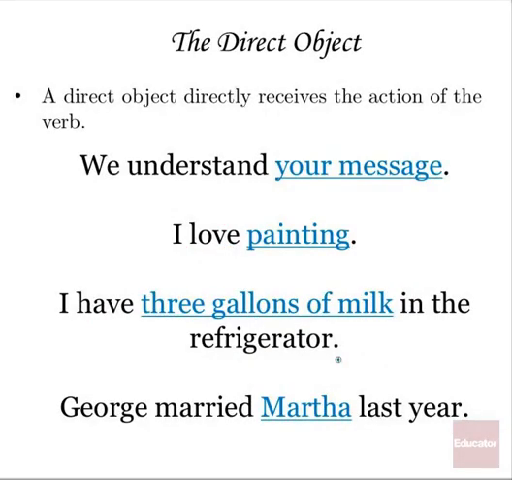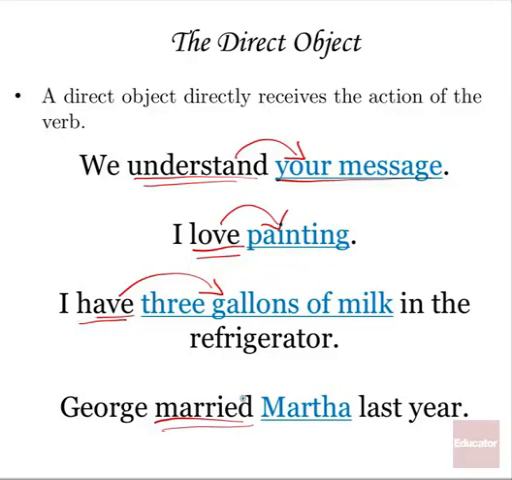But to begin with, let's look at direct objects. The direct object directly receives the action of the verb. We understand your message. Our verb is understand, and your message receives that action. I love painting. I have 3 gallons of milk in the refrigerator. George married Martha last year.